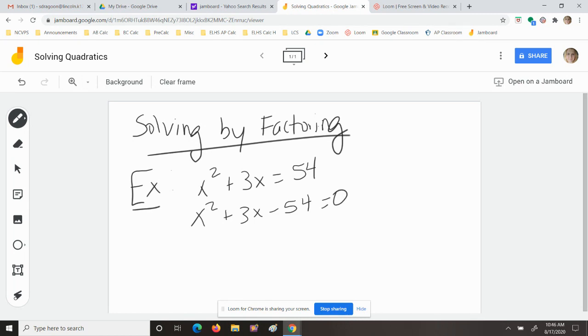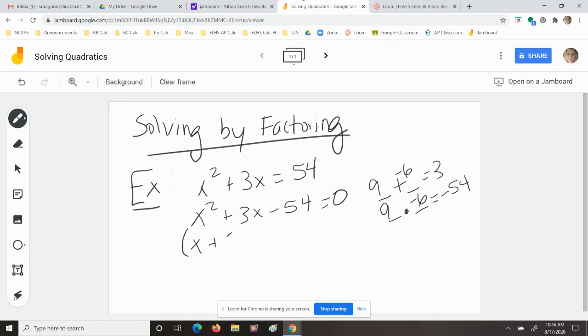So if we take a look at this one, if we want to try to solve by factoring, we would need two numbers that add together to equal 3. And the same two numbers would have to multiply together to equal negative 54. Okay? So go through your factors. It may take a while. We might be a little rusty with these, but we should see pretty quickly that 9 and negative 6 will work.